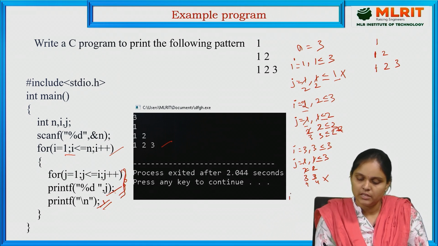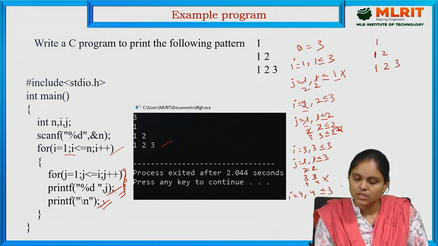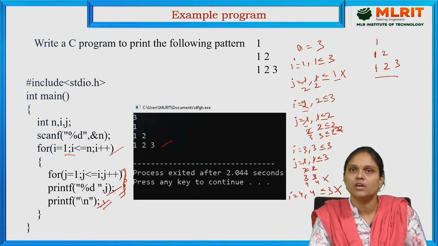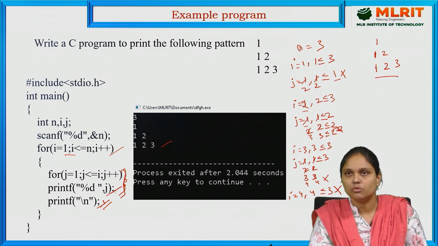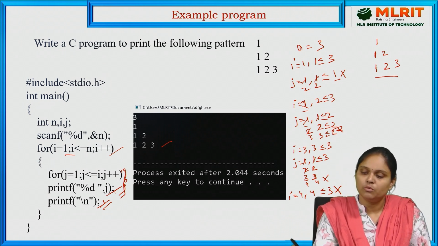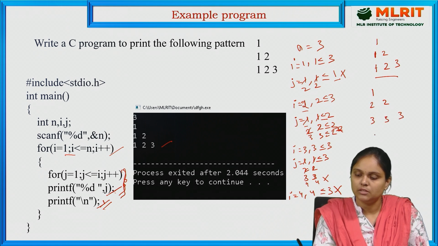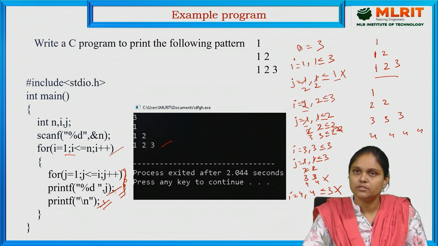And next i is equal to 4 and 4 less than or equal to 3, the condition is false, and we come out of the outer for loop also. So that is the pattern. Based on our n value, we can also increase the number of rows. Suppose we want the pattern as 1, 2 2, 3 3 3, 4 4 4 4, so we'll execute and see one program.